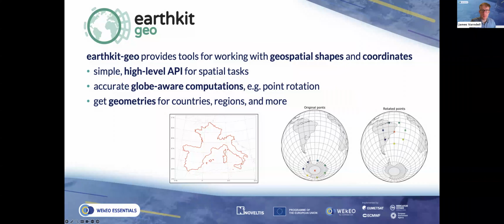Then we have Earthkit Geo, which provides tools for working with geospatial shapes and coordinates. So it's another simple high-level API. It provides things like accurate globe-aware computations, such as point rotations or getting geometries for countries and regions. So in the bottom left here, this is asking for the outline of Spain, France, and Italy, and it gives you a nice shape that you can visualize with Earthkit plots or use with other tools like Earthkit transforms to do a mask or things like that.